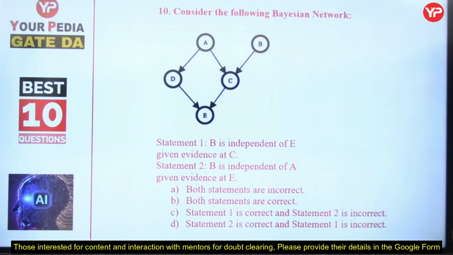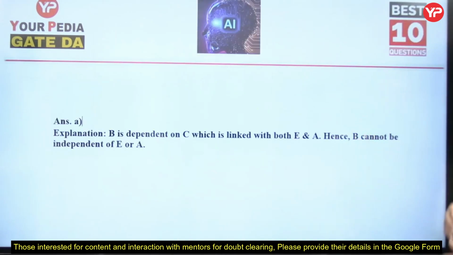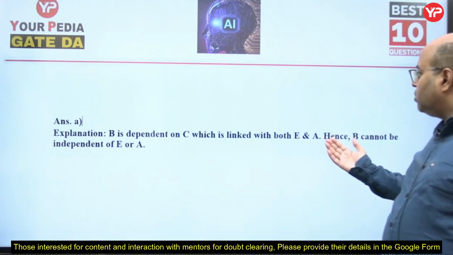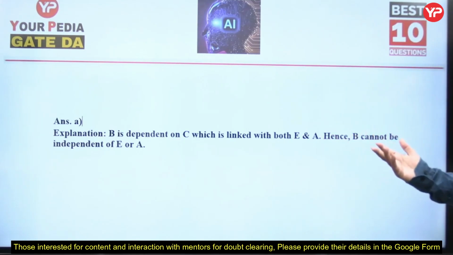So both statements are actually incorrect. A is the answer. B is dependent on C, which is linked with both E and A, hence B cannot be independent of E or A.